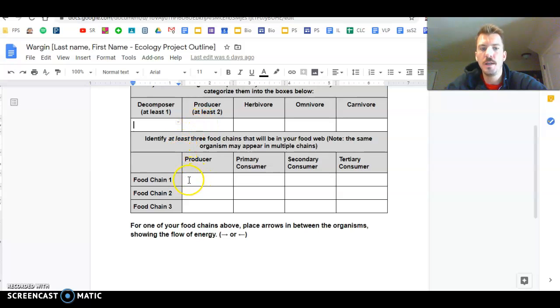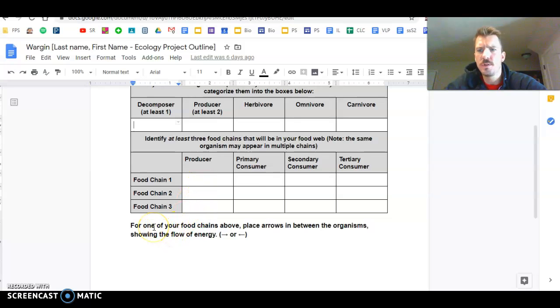So your food chains read across. You have 4 different trophic levels, starting with producer to primary consumer to secondary consumer to tertiary consumer. So you should read your food chains across like this. 3 different food chains. They have to make sense, and they have to start with a producer.